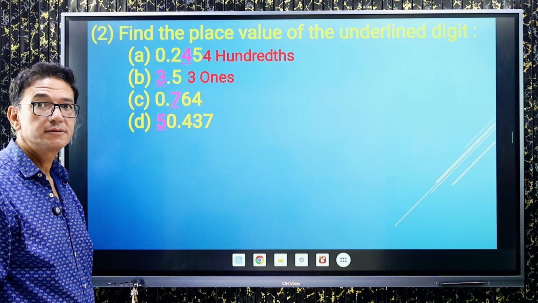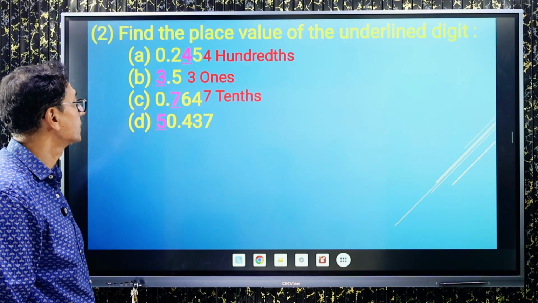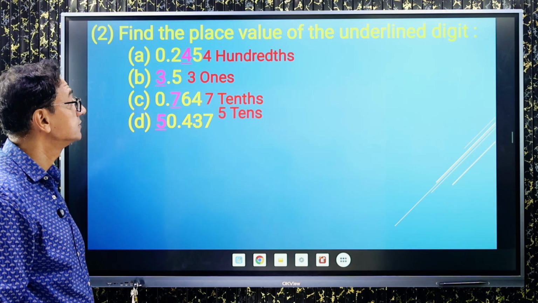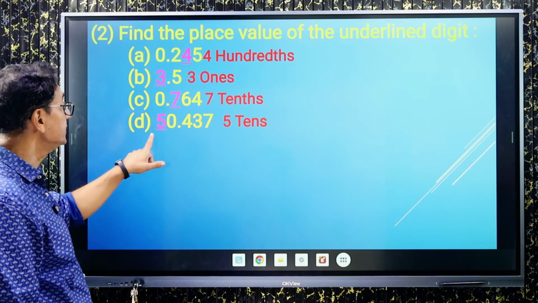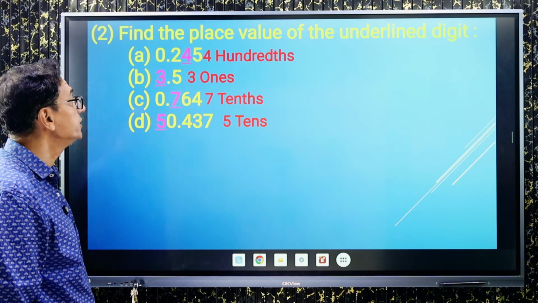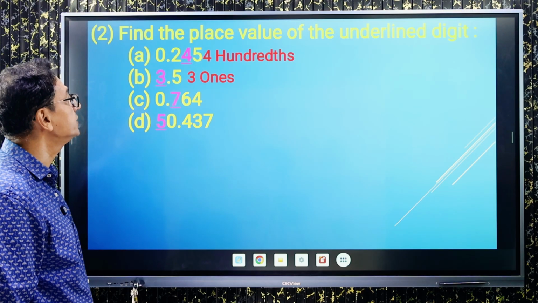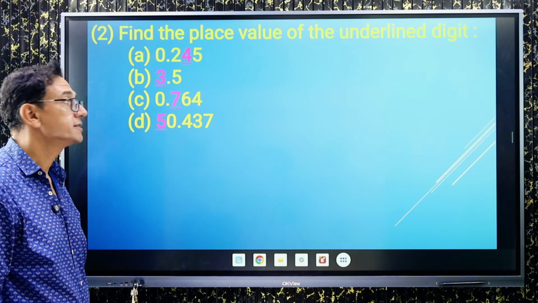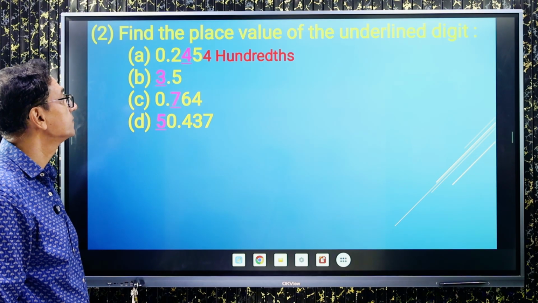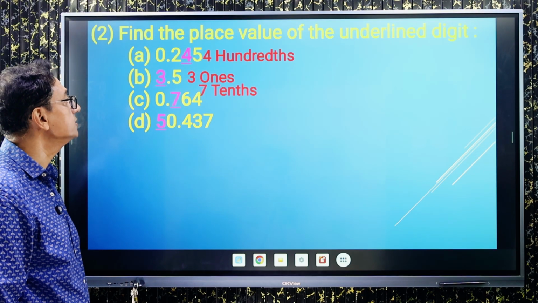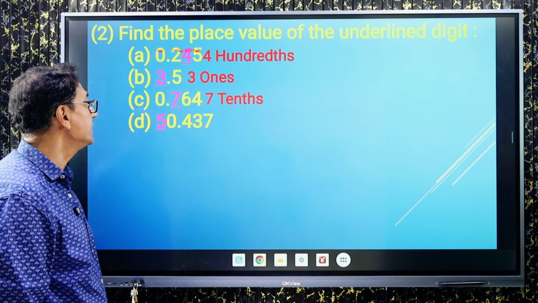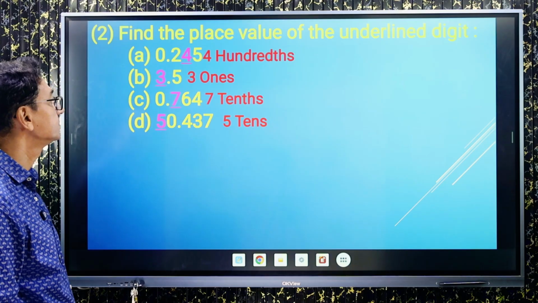7 tenths. And 5 is tens, not tenths. 5 is tens. Okay, try to do it again yourself. Yes, 4 hundredths, 3 ones, 7 tenths, and 5 tens.